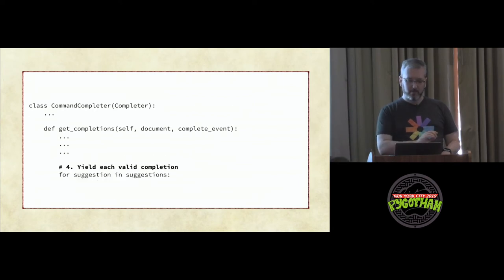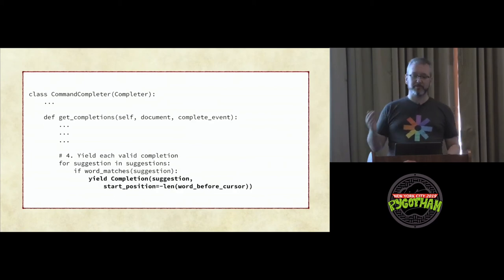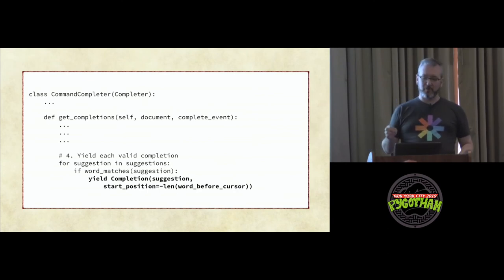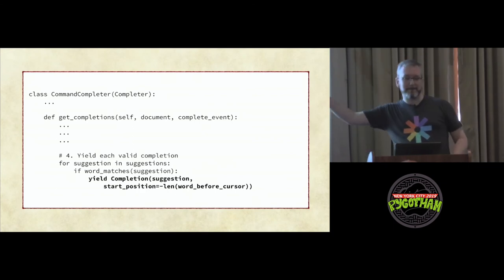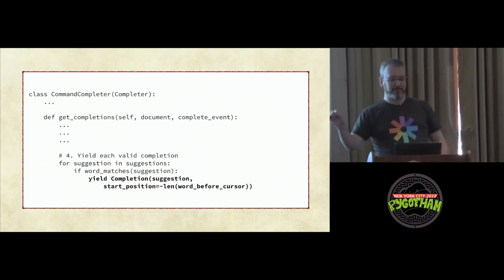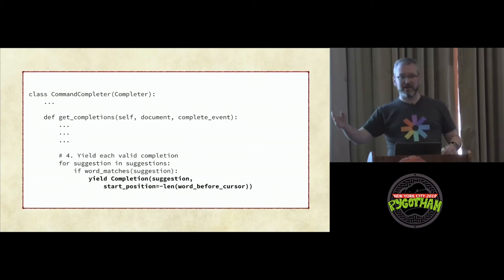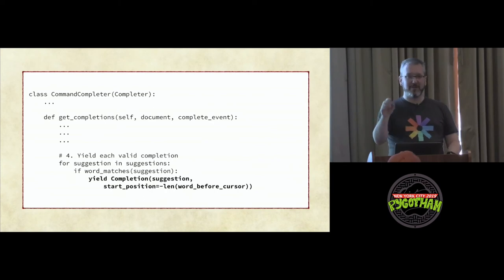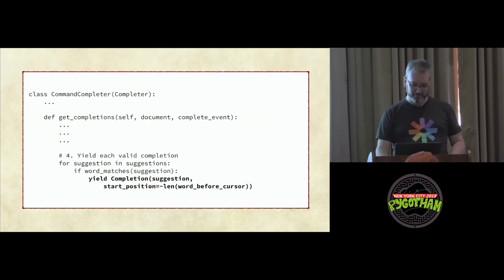Okay, so then next, we want to look at all the suggestions that we have and yield all the valid ones and see if they match what's been typed. So we check that word matches function. If the suggestion checks out, we yield a completion object that knows what suggestion to show and where to position it into the input buffer. Now, we need to make this negative because we want to step back a few characters and overwrite the word that's been typed. Otherwise, we're going to end up with a mangled input that concatenates what has been typed with what was suggested. So if the command was dice, and you typed di and then completed dice, you'd have di dice. And then we would say, well, we don't know a command called di dice, and you'd be upset. So we don't want that. Upset is exactly the opposite of what we want.